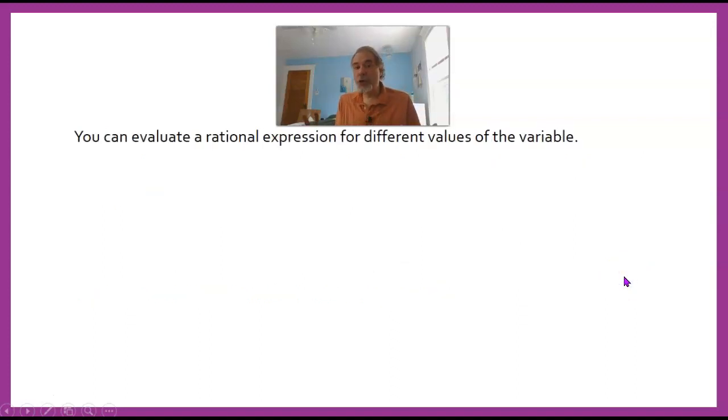So one thing you can do with a rational expression, if it's got a variable in it, is substitute in an actual number in place of that variable. You can evaluate that expression for different values of the variable. So for example, the expression x plus 3 over 2x minus 8 means to take some number plus 3 and then divide that by what you get when you take 2 times that same number minus 8.